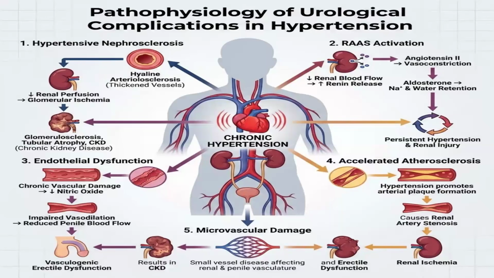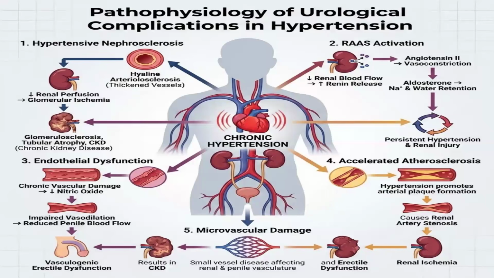Harshit, go ahead. So, pathophysiology of urological complications in hypertension. Hypertension causes hypertensive nephrosclerosis, so the hyaline arteriosclerosis, which leads to thickening of the vessels. Now, with thick vessels, the blood flow is compromised, which leads to glomerulosclerosis, tubular atrophy, and CKD. With increased blood pressure, the renin-angiotensin-aldosterone system is activated, and it causes vasoconstriction as well as sodium and water retention. So there is persistent renal injury and hypertension.